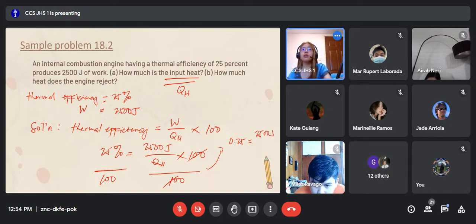500 joules divide by QH. Then cross multiply: QH times 0.25 equals 2,500 joules. What's your answer? Divide both sides by 0.25.